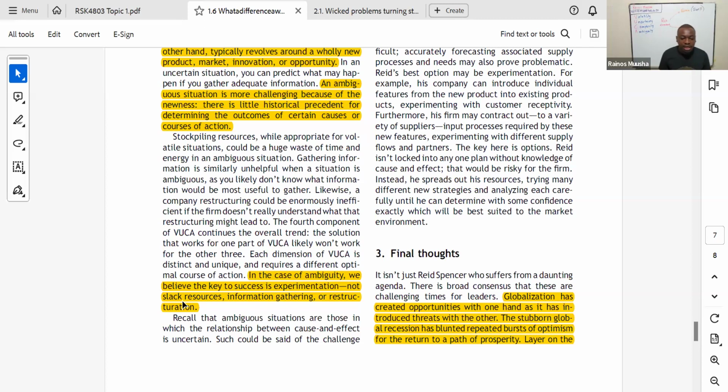Yes. Now, because you don't know the cause and effect, that's why they say the key thing to ensure that you are able to be successful is through experimentation.